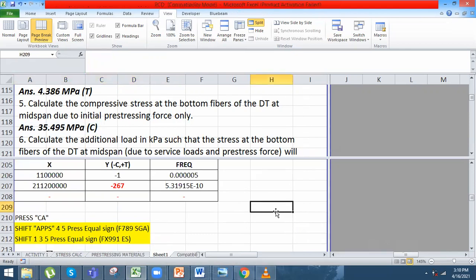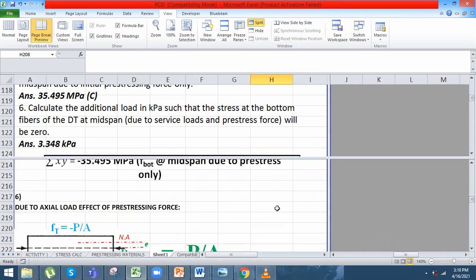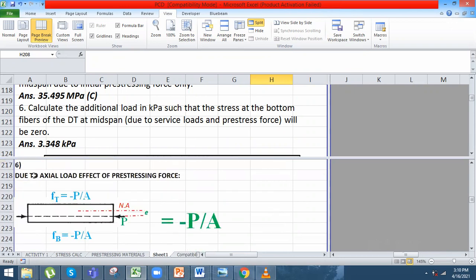Okay, that is compression. Next one, number 6. Calculate the additional load in kilopascal such that the stress at the bottom fibers of the double T at midspan due to service load and pressure force will be 0. Okay, ilan yung pwedeng pang may dagdag? Okay, so number 6, ito lang yun, guys. Due to actual load effect of pressure force, all throughout negative.